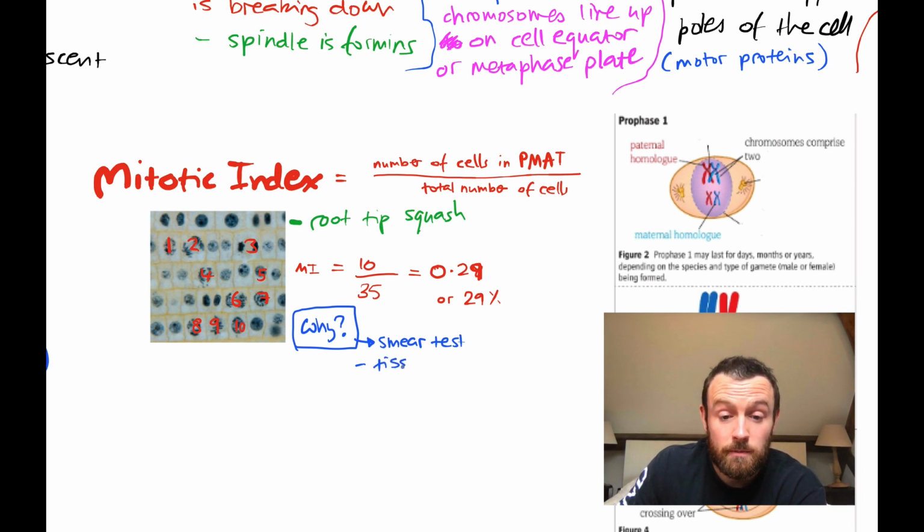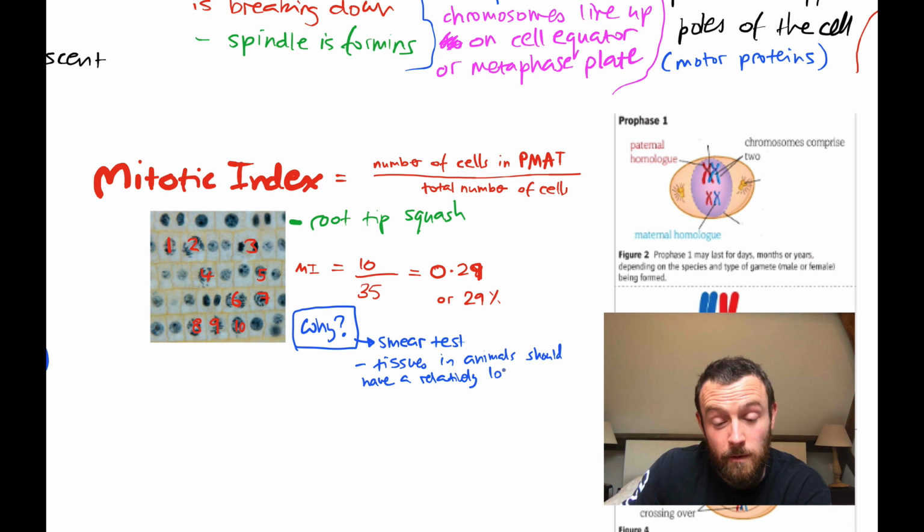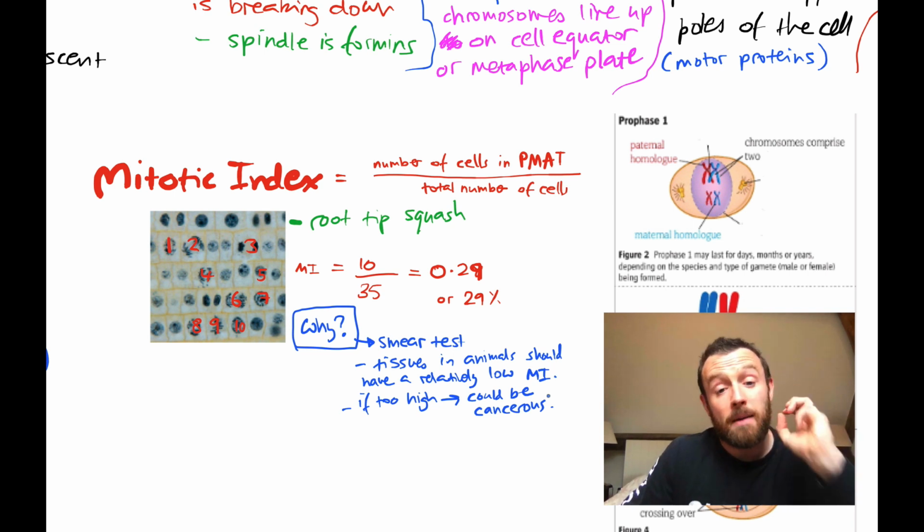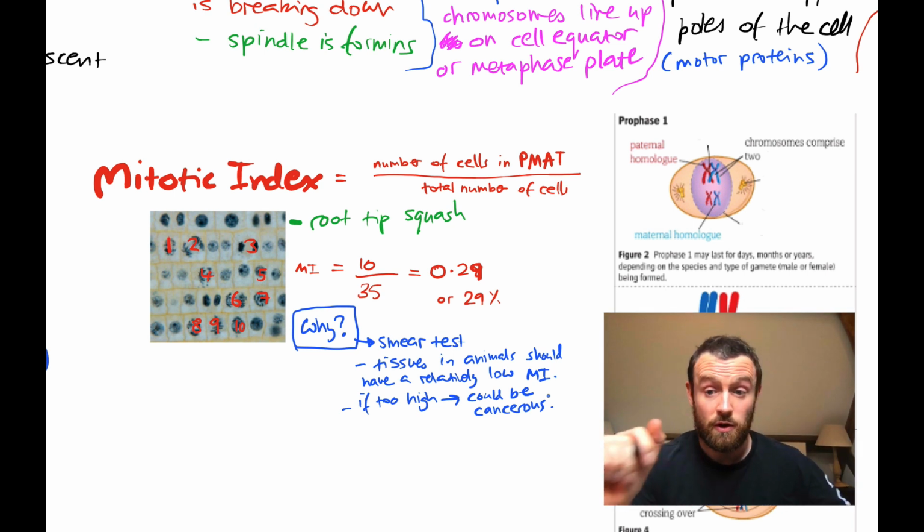Let's say tissues in animals should have a relatively low MI, for mitotic index. If too high, could be cancerous or early stage precancerous. Okay. Now you might be asked to do this sort of calculation in an exam, just so you're aware.